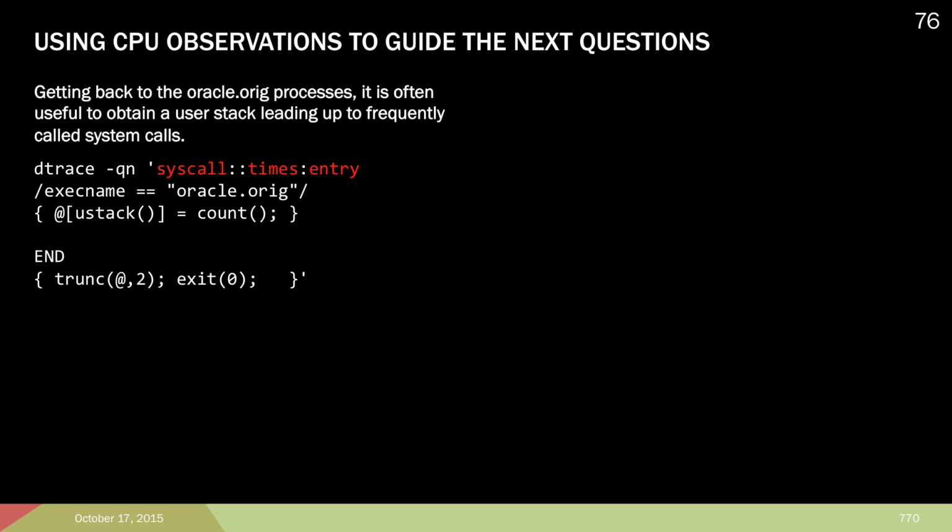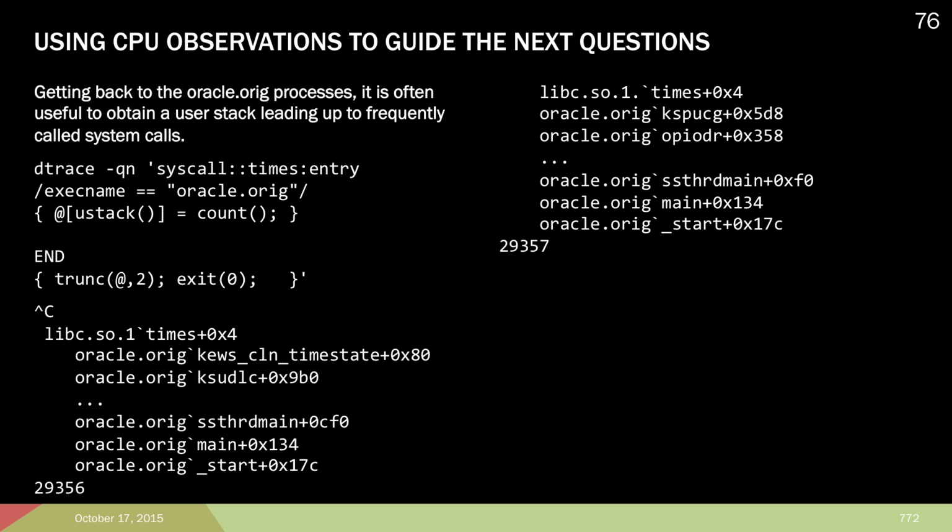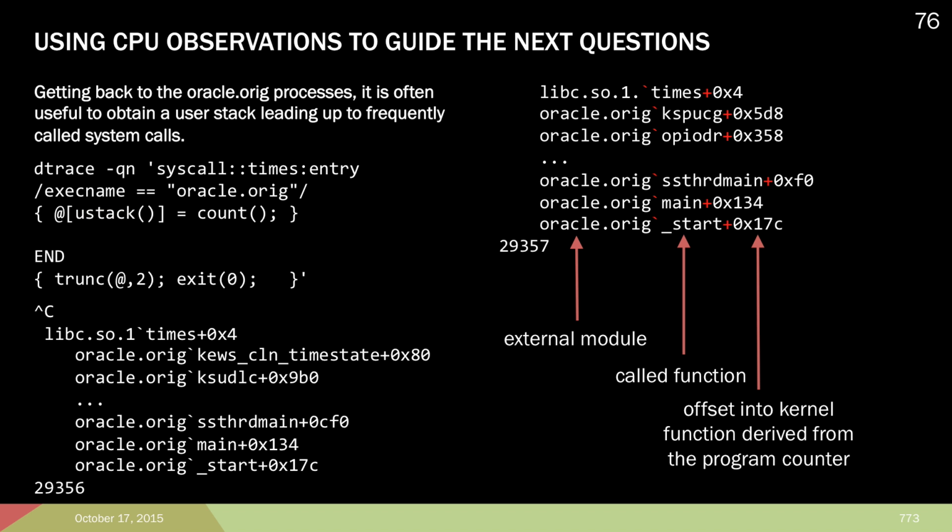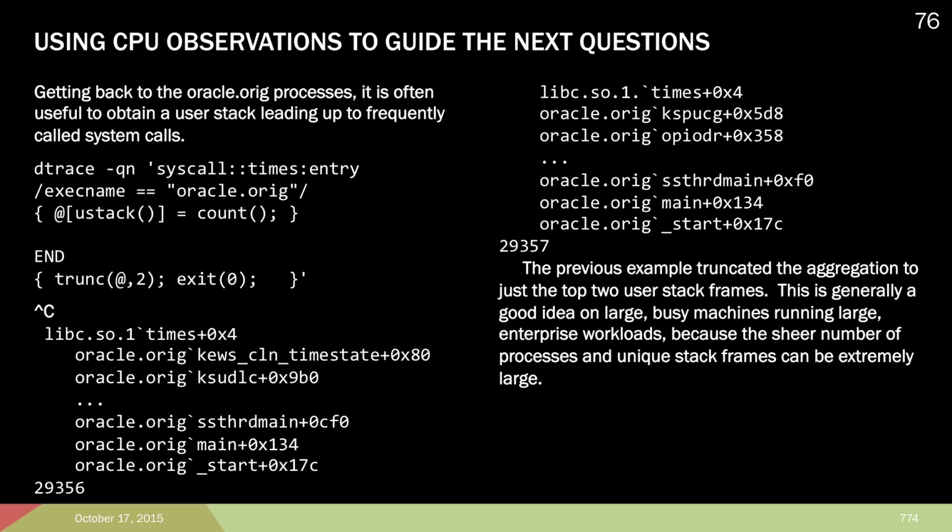We use the time syscall probe and use the ustack action. This is similar to the kernel stack trace. We've got the external module, the called function, and the offset into the function. The previous example truncated the aggregation to just the top 2 user stack frames. This is generally a good idea on a large, busy system running enterprise workloads, because the sheer number of processes and unique stack frames can be extremely large.